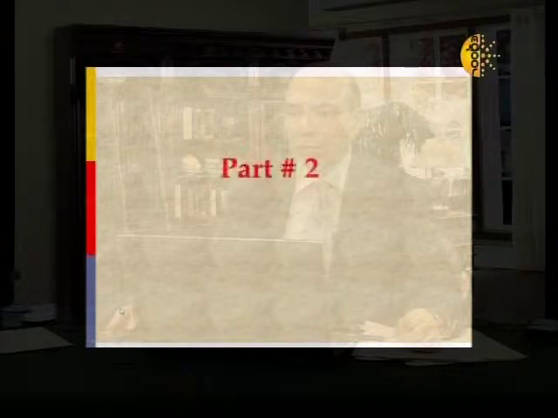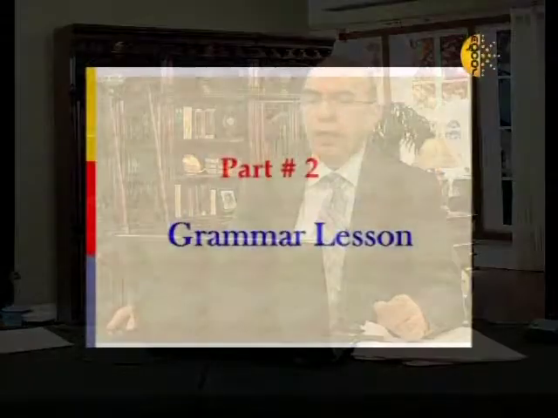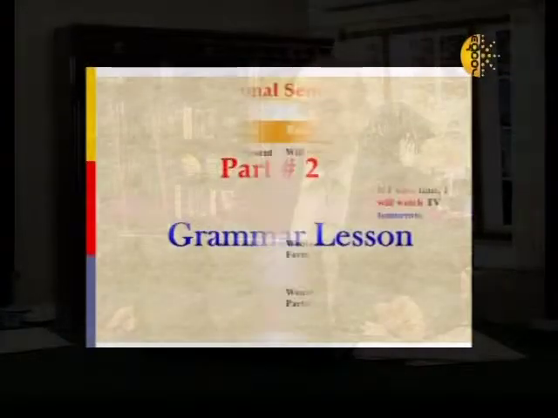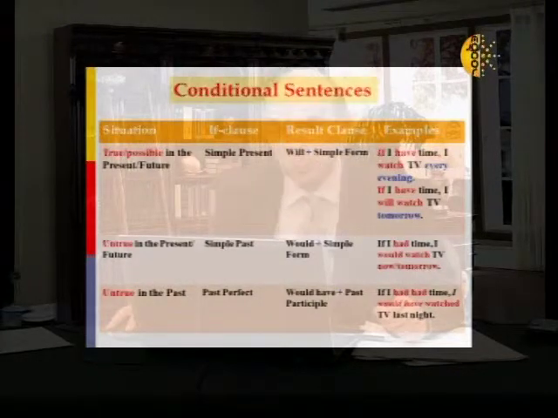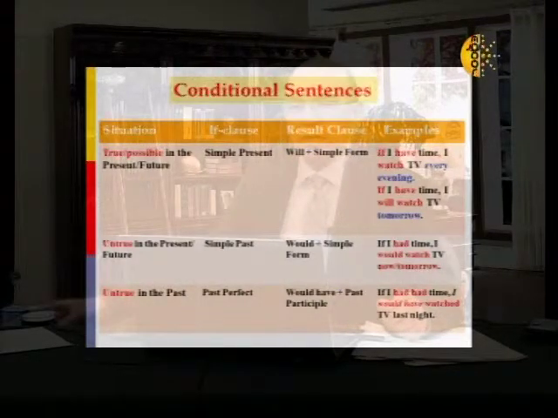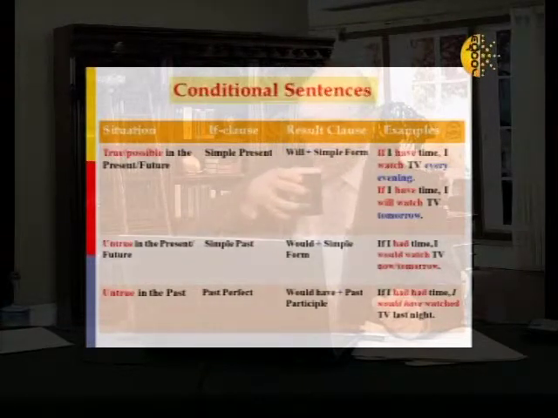This is a grammar lesson. And as I mentioned, this is a lesson on conditional sentences. What we call if clauses. There are some specific rules about conditional sentences, and basically there are 3 rules. Rule number 1, for situations that are true or possible.